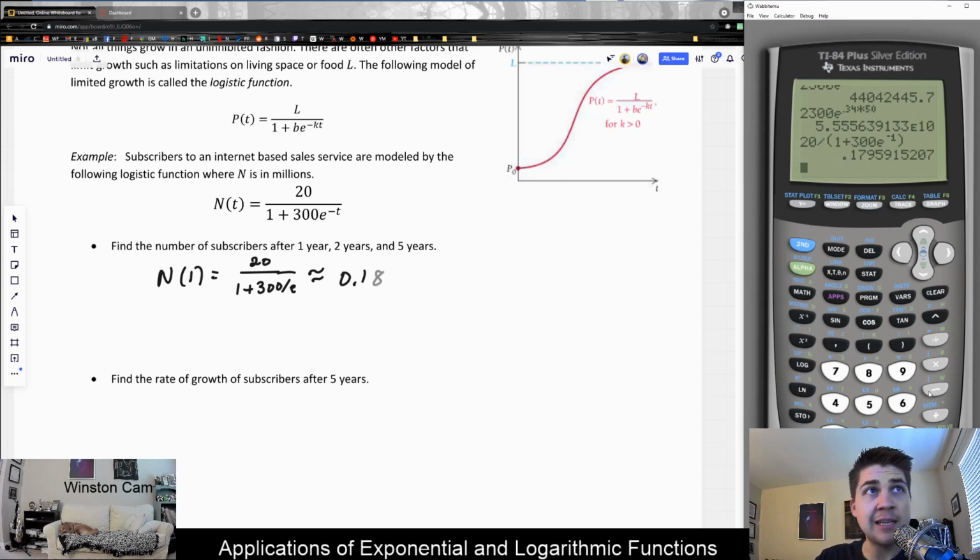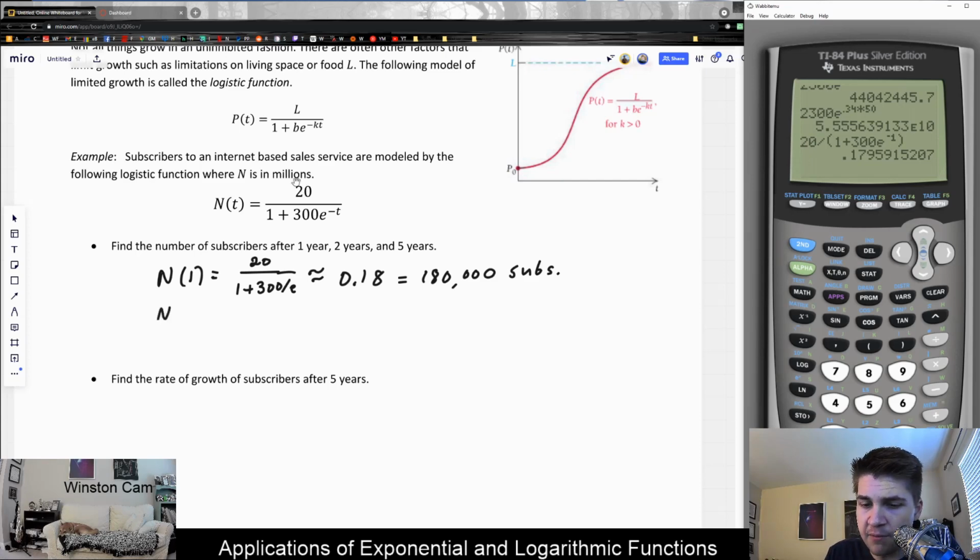The original function said n was in millions, so this would be 0.18 million, which is 180,000 subscribers. Not bad. You could also figure out the initial subscriber count by plugging in 0. If you had an actual business and knew how fast you were growing and your subscriber count, you could use those to figure out b. But you would also need to know your assumed limit on your customer base, which is sometimes hard to know, but you can use other businesses for comparison.